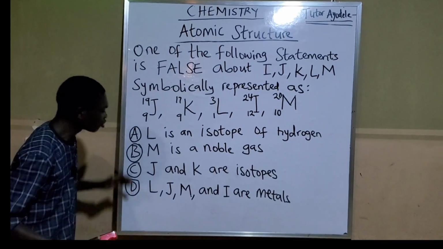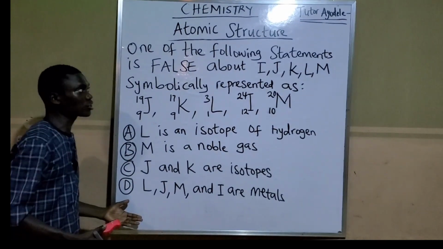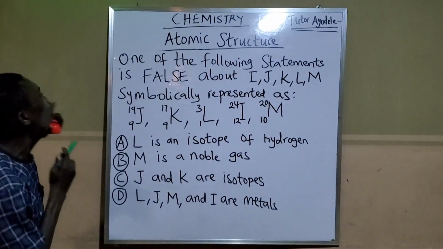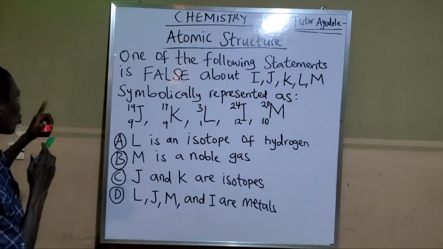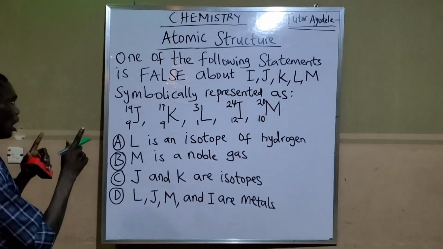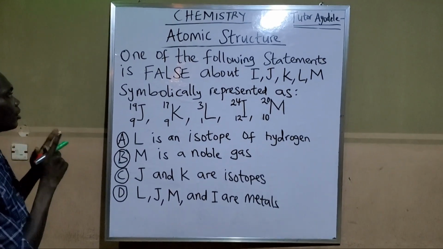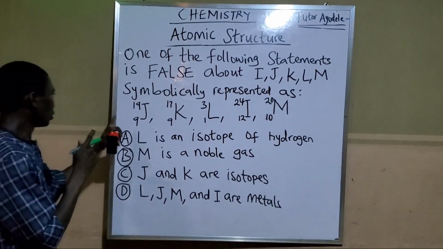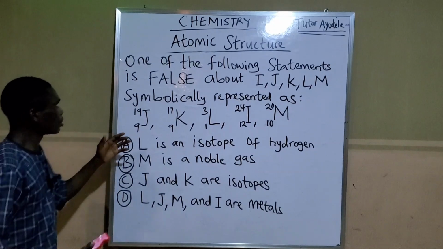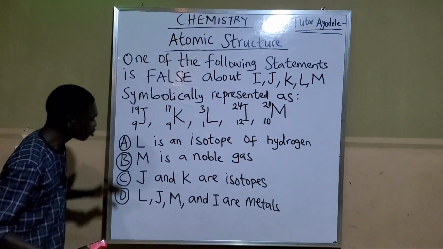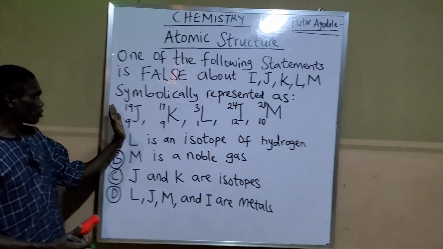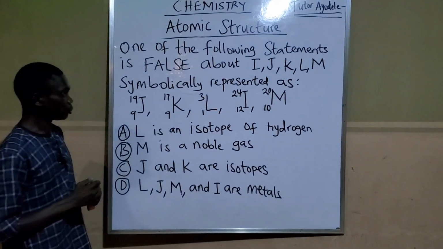One out of these four options given is not correct about this. The question says one of the following statements is false about I, J, K, L, M, symbolically represented as this, and this. That is, one out of these four options given is not correct about this. Let's begin with option A.